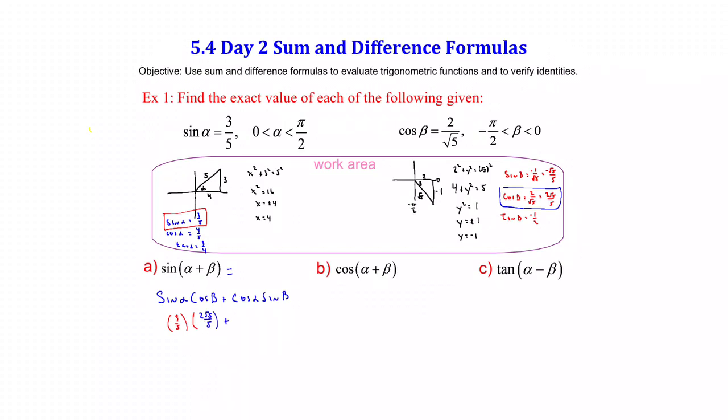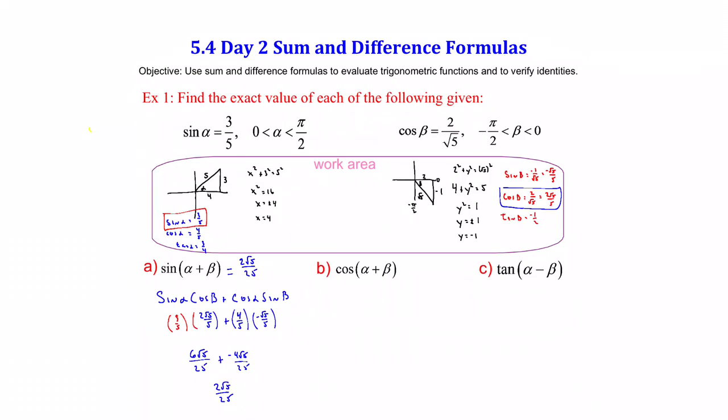Plus cosine of alpha, 4/5, times sine of beta, negative square root of 5 over 5. And then we're just going to multiply these two together and add them. So if we multiply 3 times 2 square roots of 5, that's 6 square root of 5. 5 times 5 is 25. Plus 4 times negative square root of 5 is negative 4 square roots of 5 over 25. Those are like terms, so we can combine those to get 2 square root of 5 over 25. So sine of alpha plus beta is 2 square roots of 5 over 25.